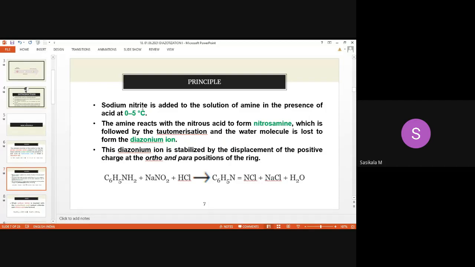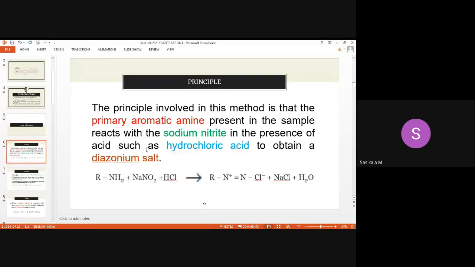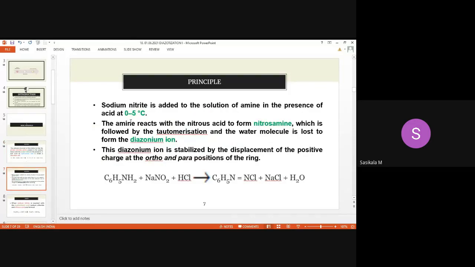This sodium nitrite is added to the solution of amine in the presence of acid at 0 to 5 degrees Celsius. This is the temperature condition we need to maintain during this diazonium salt formation. So at what condition is the reaction taking place? At 0 to 5 degrees Celsius temperature. So the reaction and titration are to be carried out in an ice bath only.